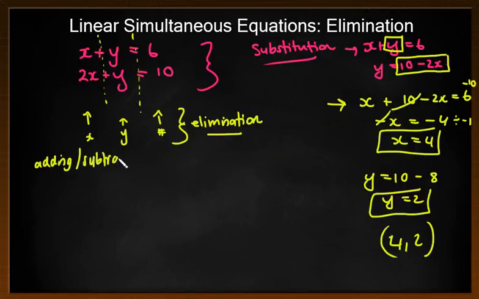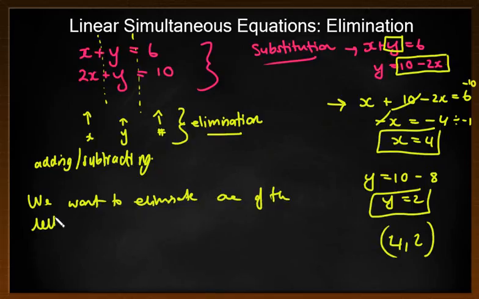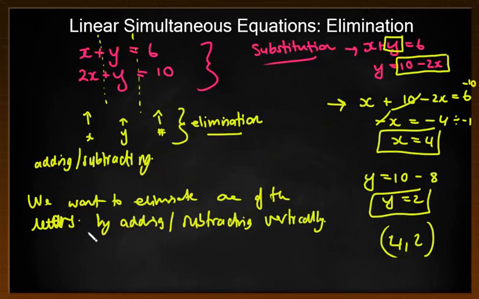So it might be better to say, if you want to write some notes down, we want to eliminate one of the letters, or the variables, or the pronumerals, by adding or subtracting vertically. It's a bit hard to read there, but it says we want to eliminate one of the letters by adding or subtracting vertically. Which means that we've just worked out that we're going to subtract, because that removes the y's.